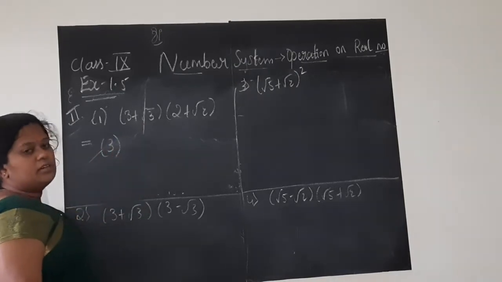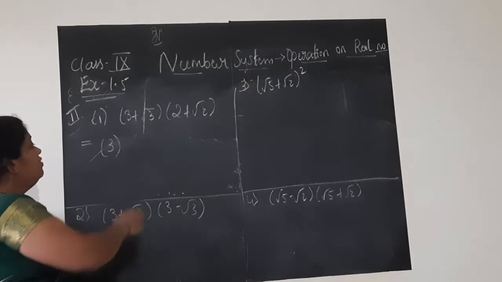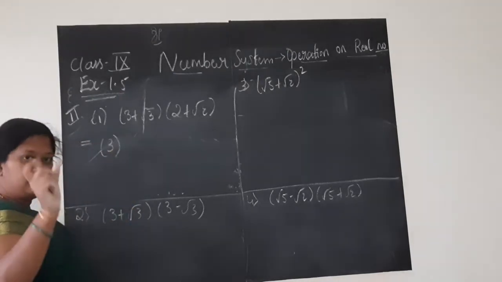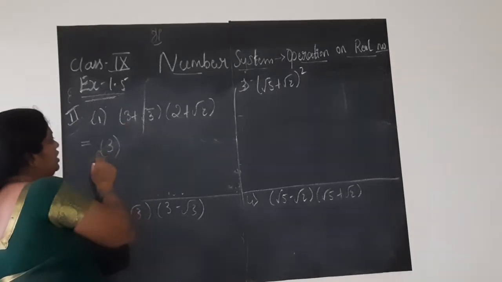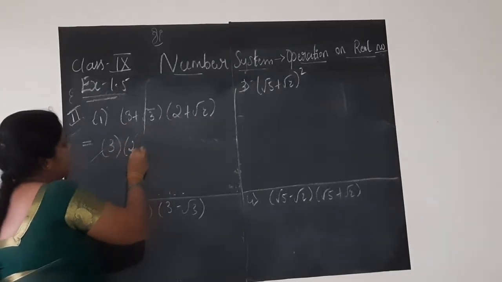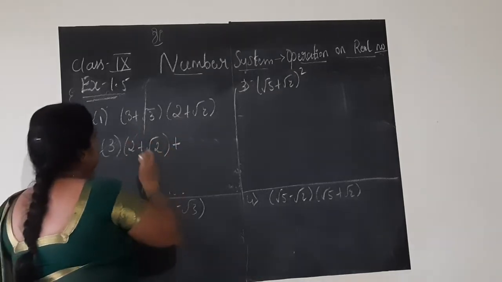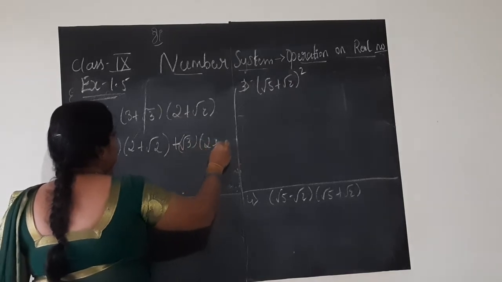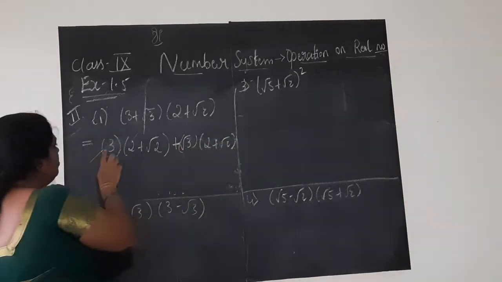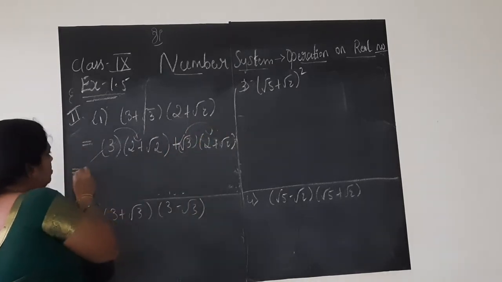In algebra, children, whenever you solve such multiplication problems, make a habit of writing each term in brackets so that you won't go wrong with the sign. So square root 3 into this whole bracket, that is 2 plus square root 2. Plus sign is there in between, so plus square root 3 into 2 plus square root 2. Now multiply this square root 3 inside this bracket.